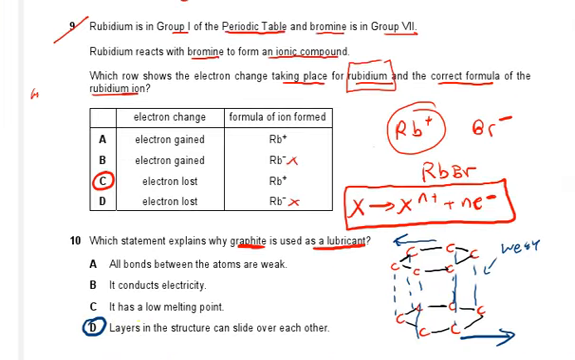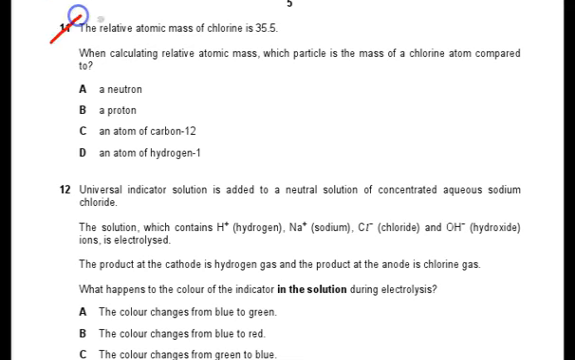Okay, the layers in the structure can slide over each other. So we move to question number 11. Number 11, the relative atomic mass of chlorine is 35.5. When calculating relative atomic mass, which particle is the mass of a chlorine atom compared to?